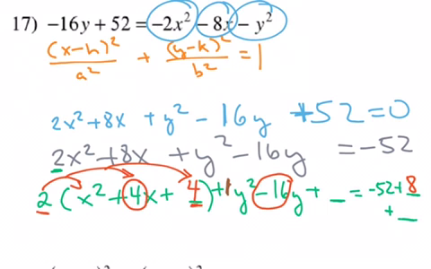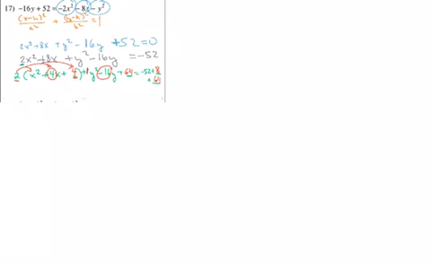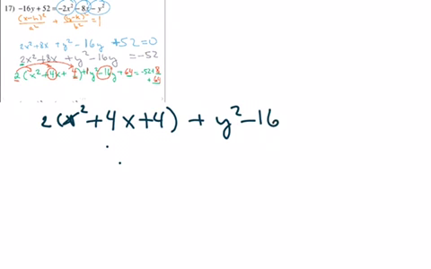Now the nice thing is, when you take 16, divide by 2 and square it, that's all you have to do there. So negative 16 divided by 2 is negative 8. Negative 8 squared is 64. And then I'll add 64 to the other side. Okay? So as our journey continues, this becomes 2x squared plus 4x plus 4 plus y squared minus 16y plus 64 equals 2.